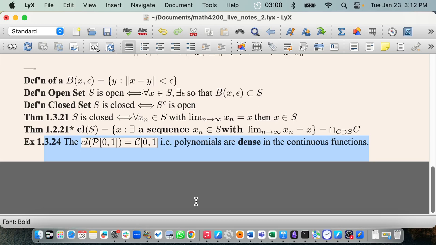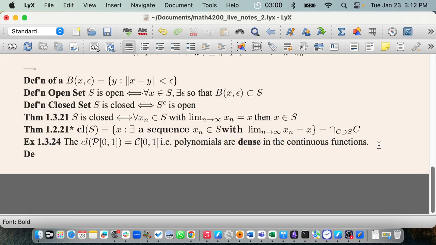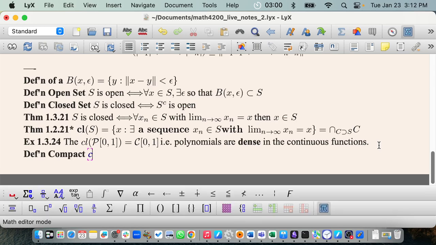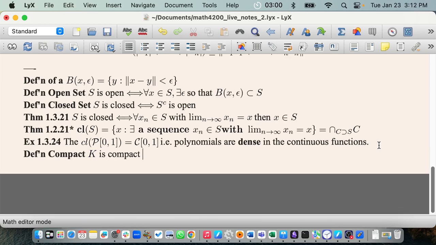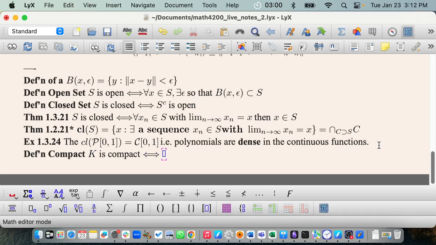Okay, so let's do another example like this on this closure thing, and we're going to add in one new idea, which is compact. I'm going to add in another definition of a compact set. Some people say compact has something to do with open covers and subcovers, but the definition the textbook uses is that K is compact means, what does it mean? Every sequence has a convergent subsequence.